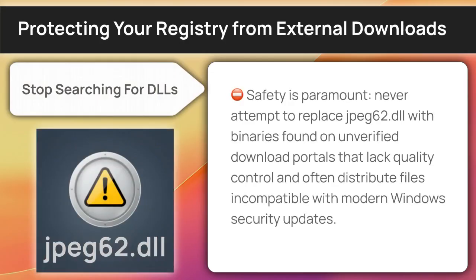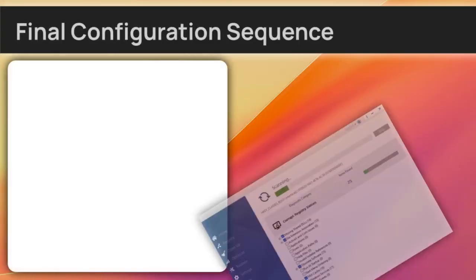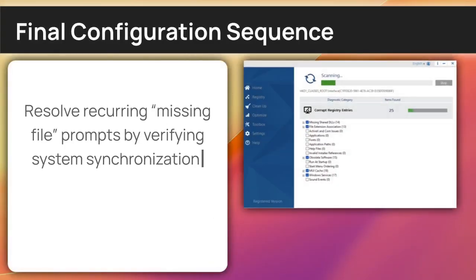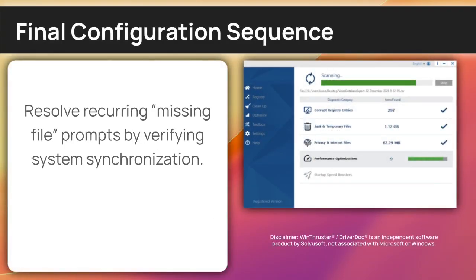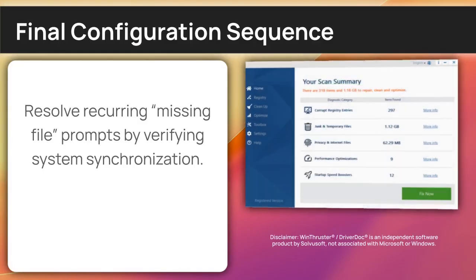While we've identified the fix, it's vital to discuss how to keep your environment secure from common threats. The risk of a blue screen of death increases significantly when you attempt to manually swap out files like jpeg62.dll in your System32 folder. A professional diagnostic tool can be a valuable asset for those looking to maintain long-term system stability and file integrity.